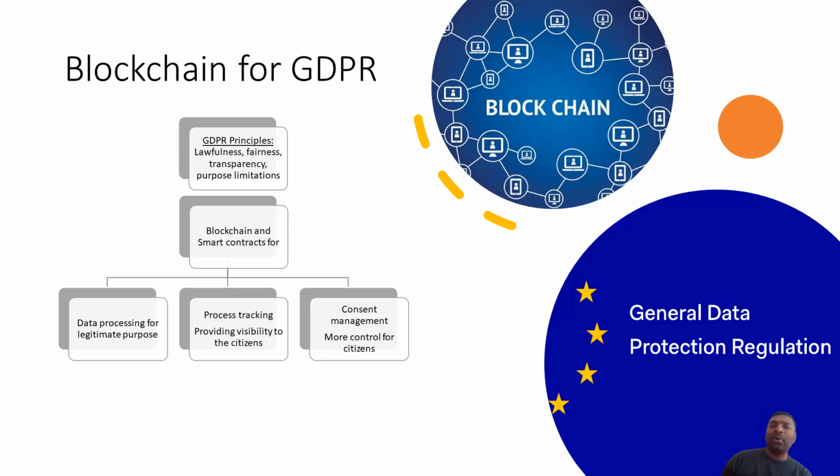Then smart contracts and blockchain can be used, for example, for consent management. And when citizens want to restrict something, they have more control. So the technology can provide more controls to the citizens. So the point here is that we can use blockchain to ensure these GDPR principles of lawfulness, fairness, transparency, and purpose limitation.